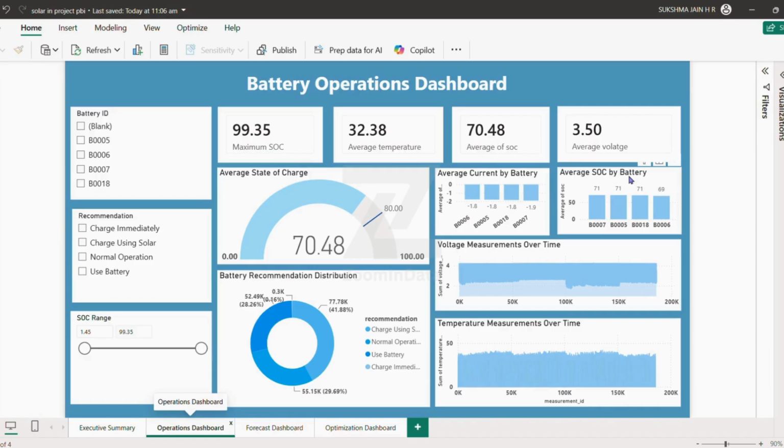Next is average SOC by battery. This visualization compares the average state of charge for individual batteries, making it easier to identify the batteries that require charging. Next is voltage measured over time. This graph shows how battery voltage changes over time. Stable voltage trends indicate healthy battery operation, while sudden drops could indicate battery faults.